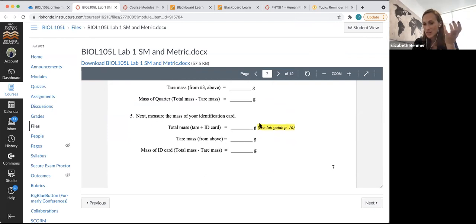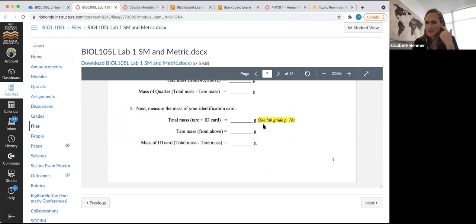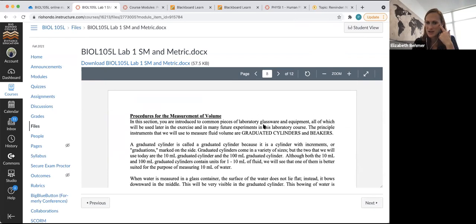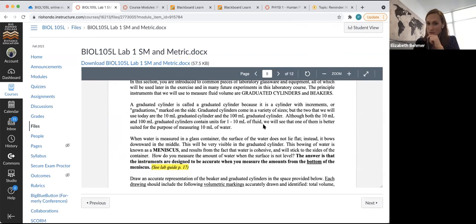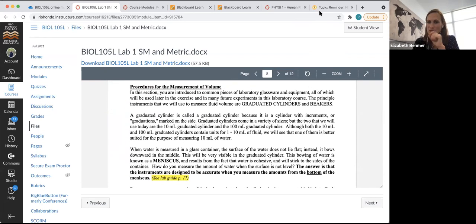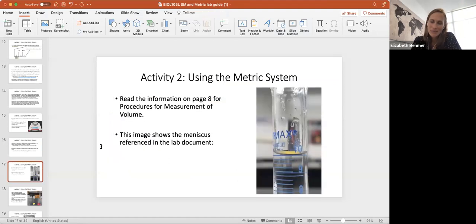Your identification card will give you the tare mass of that and the weight of a normal identification card. And then we'll do volume. So in lab, we would use different graduated cylinders and beakers to measure volume. So we're kind of just practicing basic lab procedures. To measure volume, we record the measurement of volume by looking at the meniscus.